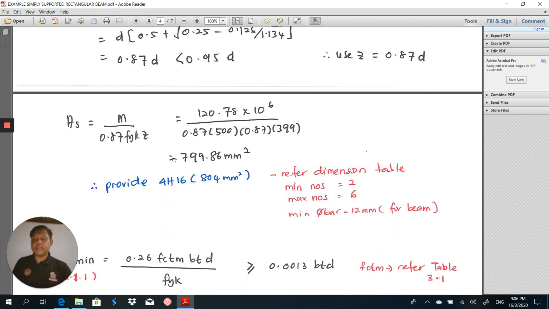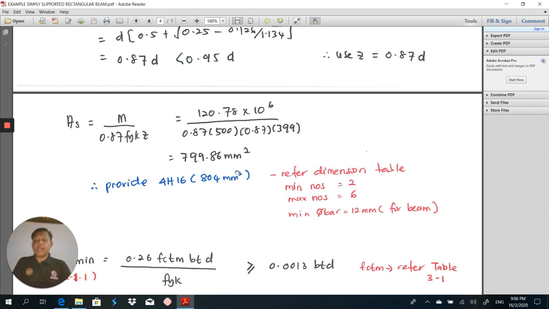Then we have to calculate As. What is As? As is the area of tension reinforcement required for the beam that we refer. So the formula is equal to M over 0.87 fyk Z. Then we substitute all those values here, and we get the answer of As required. So by referring to the dimension table at the back of your design appendix, you may provide the area provided, which should be higher than As required, and it should not be too big, and it should be in a balanced condition.